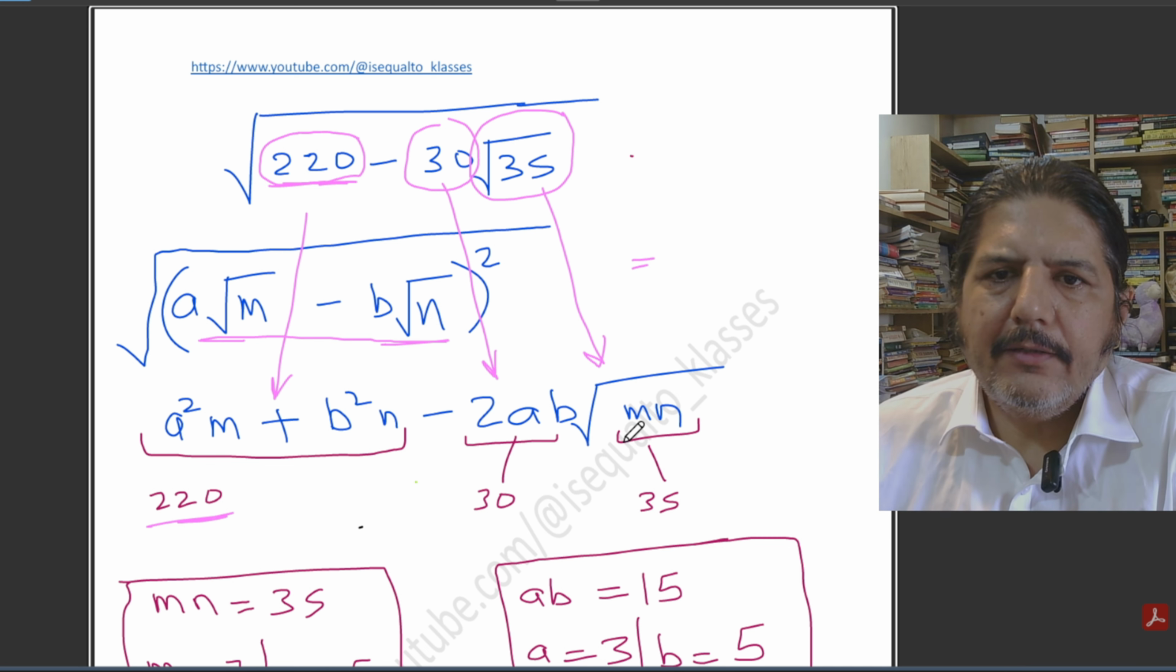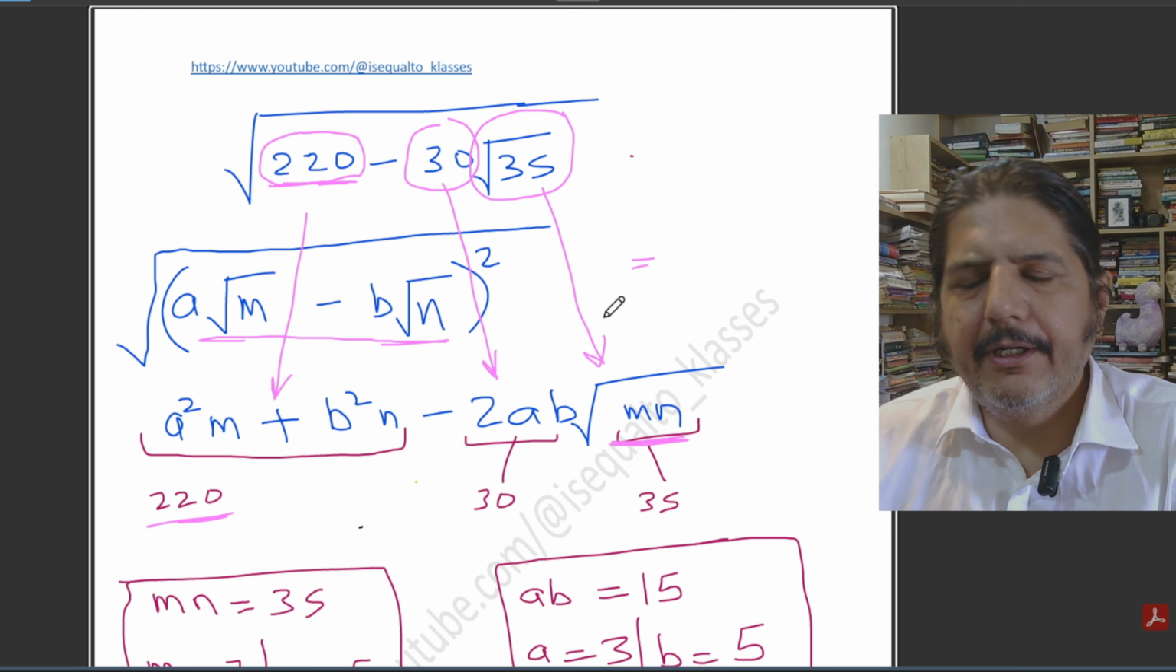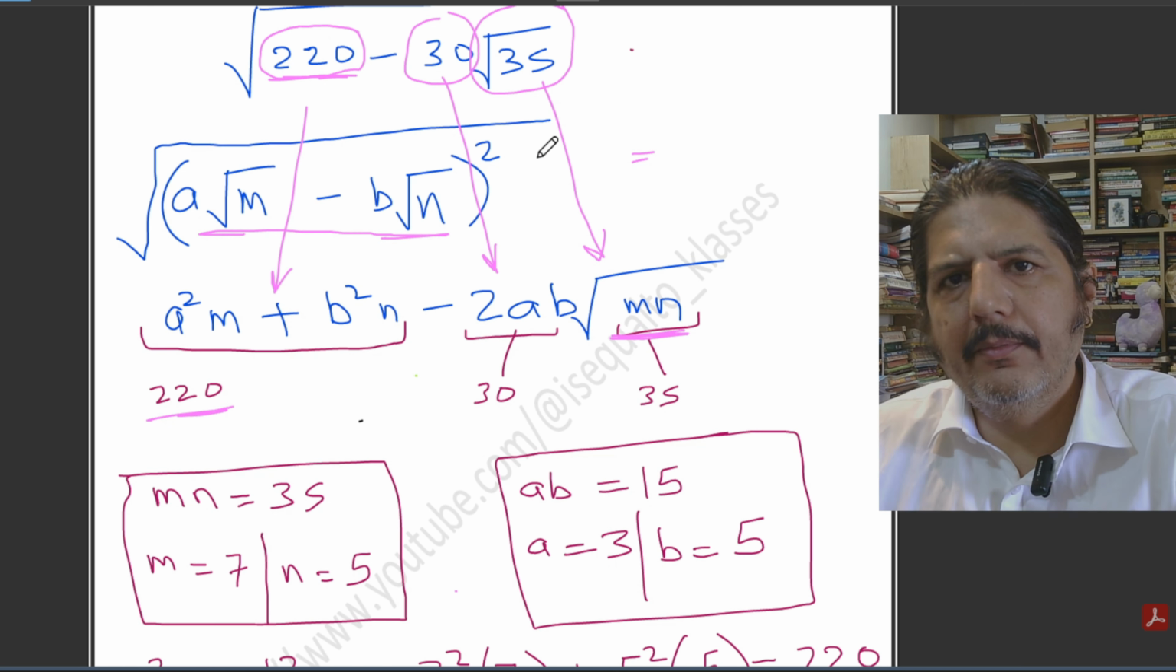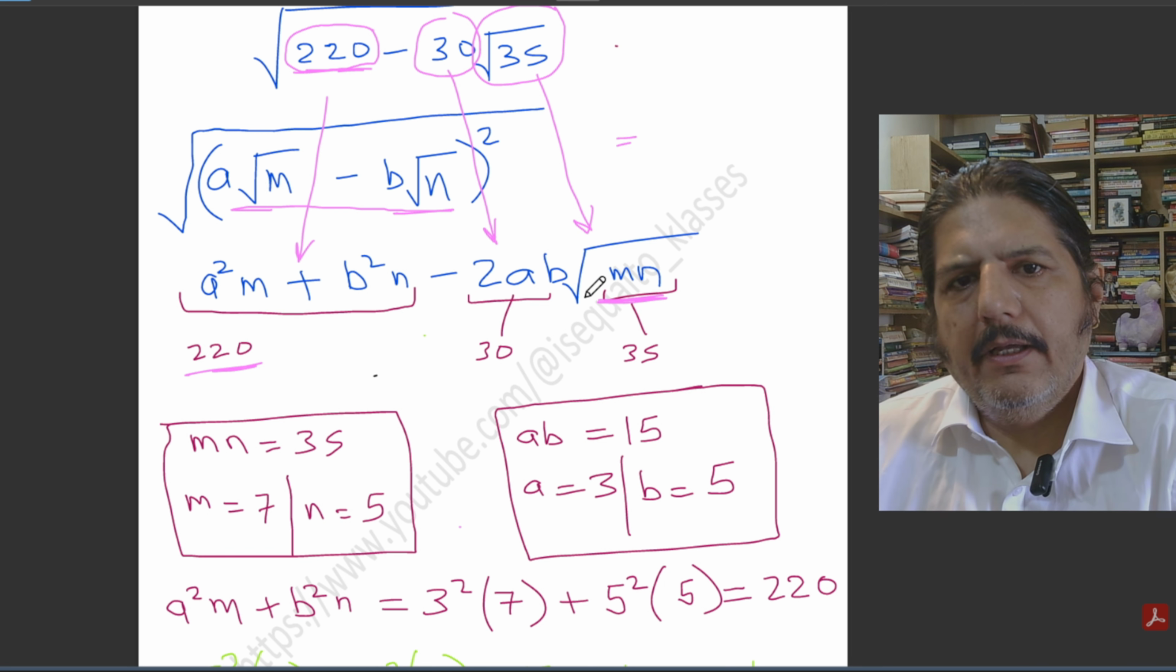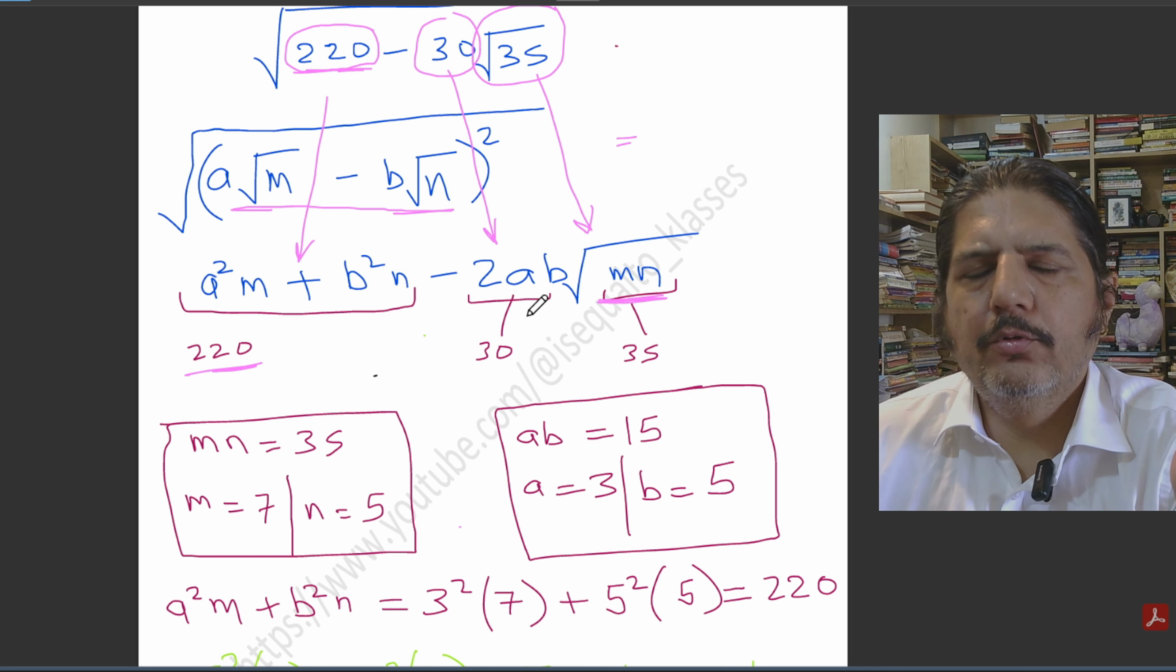So what I do is I'll start with this mn. This mn is equal to 35. Now the factors of 35 are simple. There are only two factors.